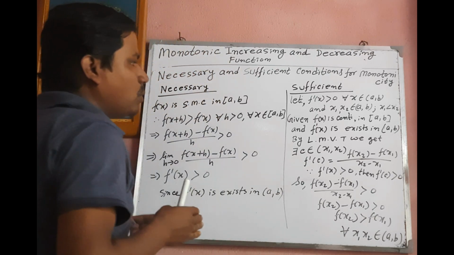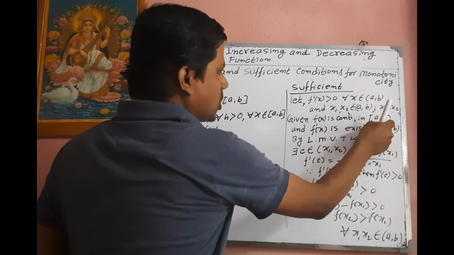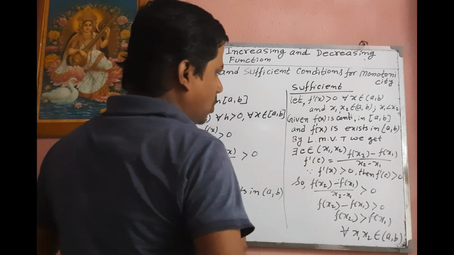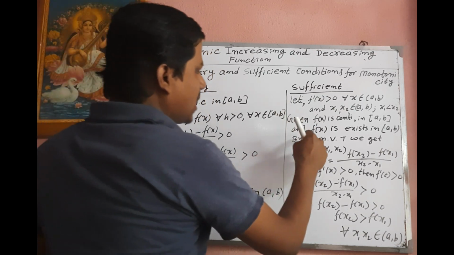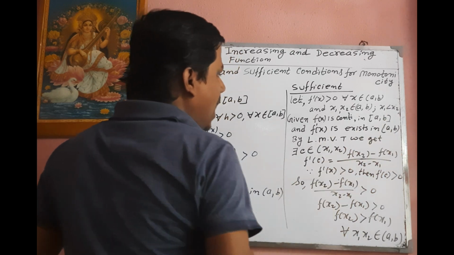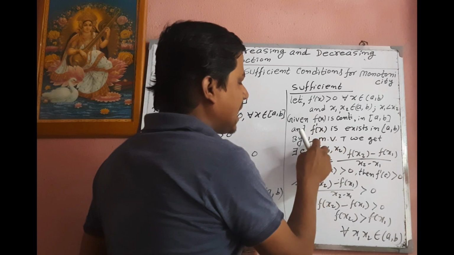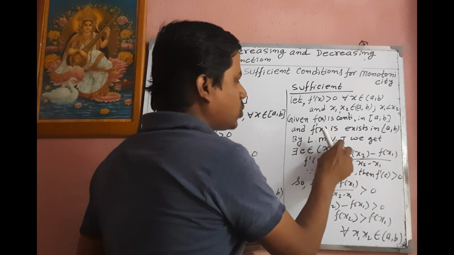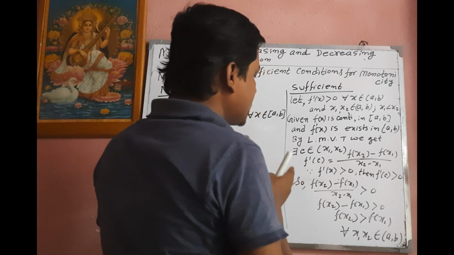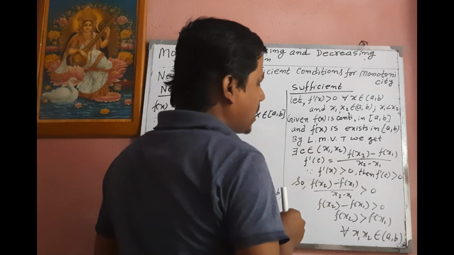By the given condition, we can say f(x) is continuous in the closed interval [a, b], and similarly, by the given condition, f'(x) exists in the open interval (a, b). Now by introducing Lagrange's mean value theorem, we can say there exists an interior point c belonging to the open interval (x1, x2).